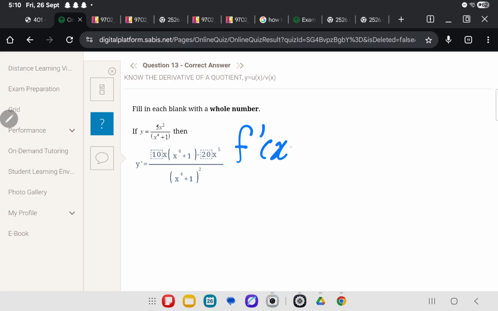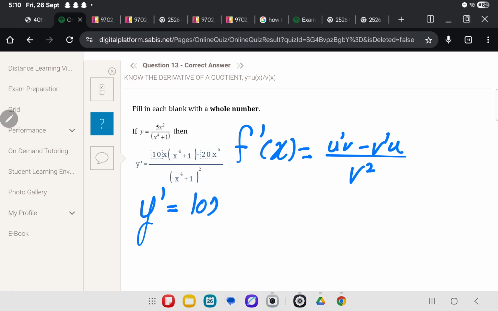Remember, the quotient rule is f prime of x is equal to u prime v minus v prime u over v squared. So applying this, it's going to give me y prime. So u prime is our numerator, the derivative of our numerator, 10x, into v, which is x to the power of 4 plus 1.